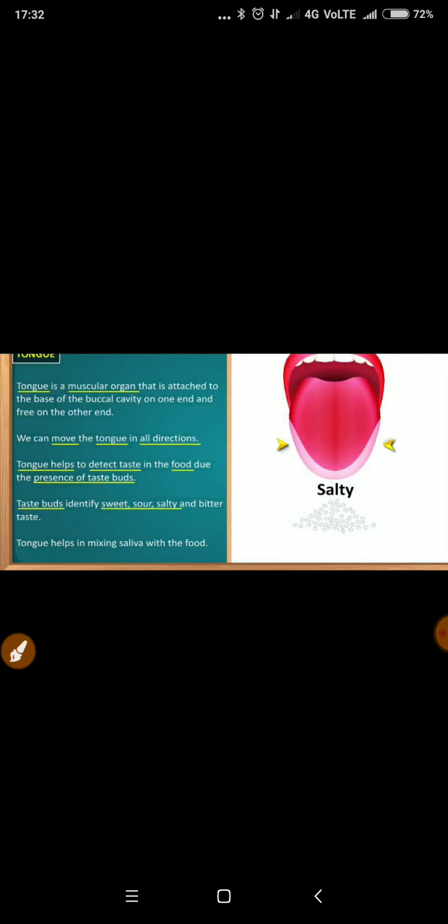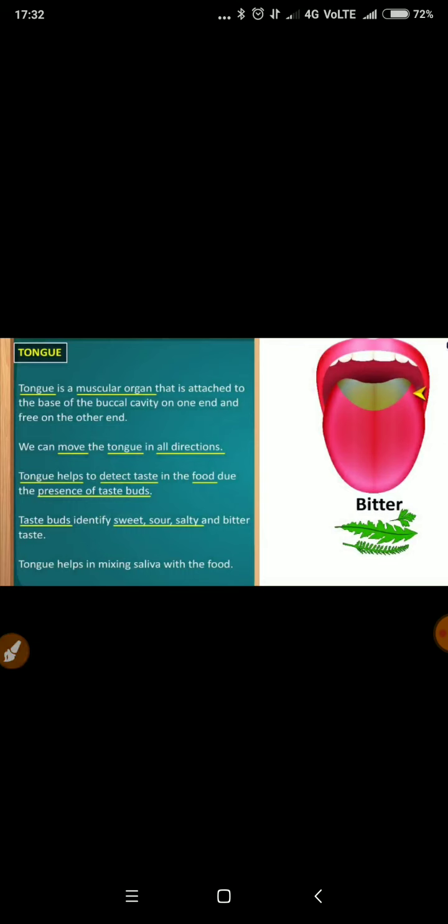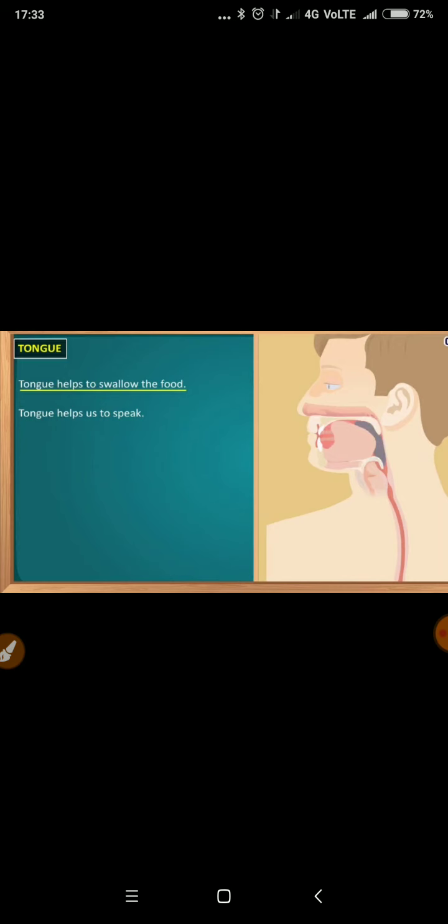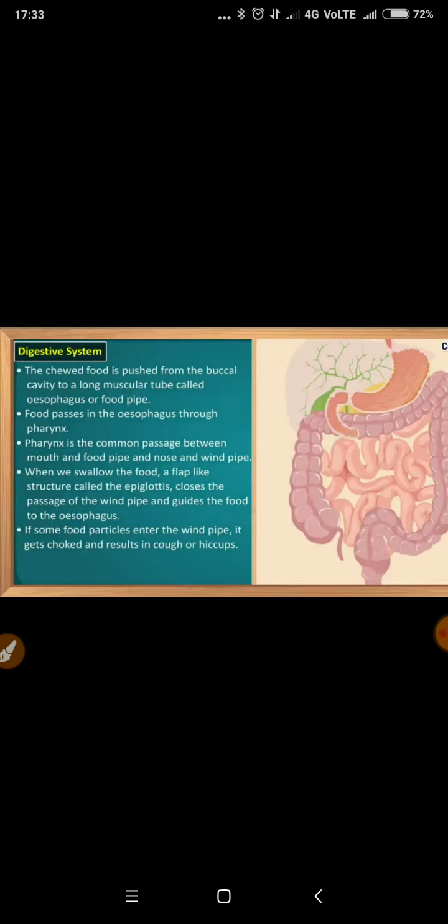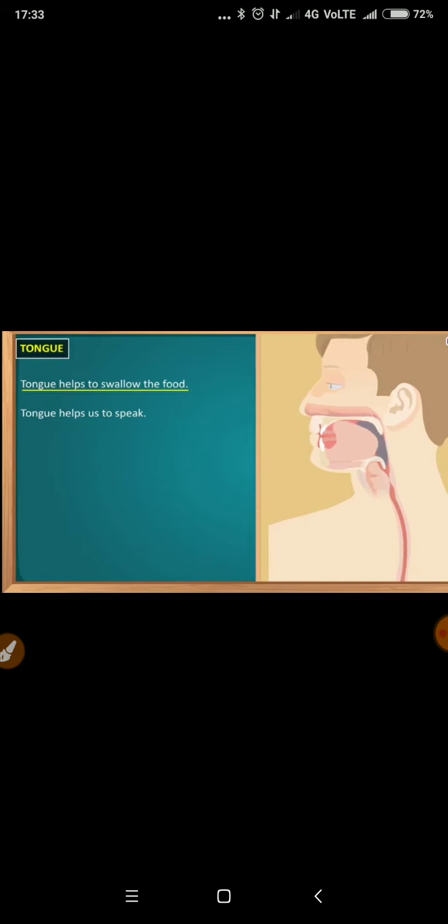and if I talk about bitter, then here they are present. बिल्कुल पीछे की तरफ, right? हमारी tongue पे. Here they are, the taste buds are present for the bitter. Okay, so the tongue helps to swallow the food and helps us to speak also. Alright, this is about the buccal cavity.